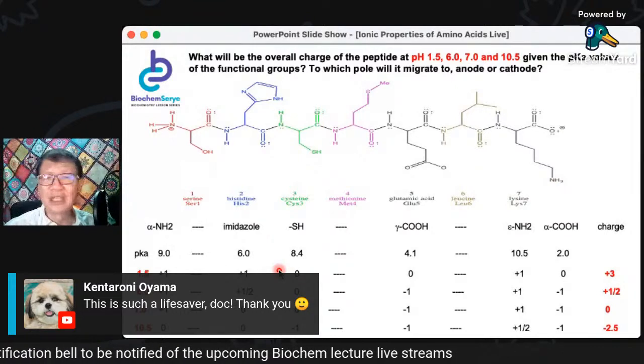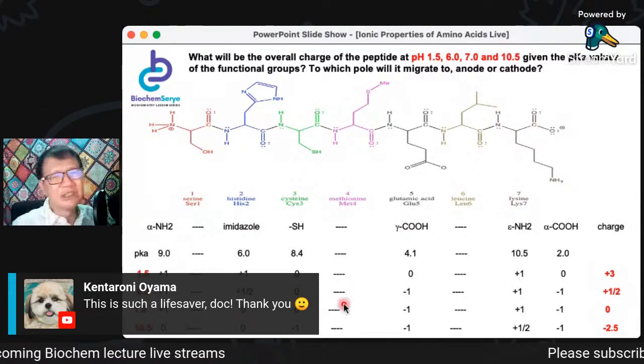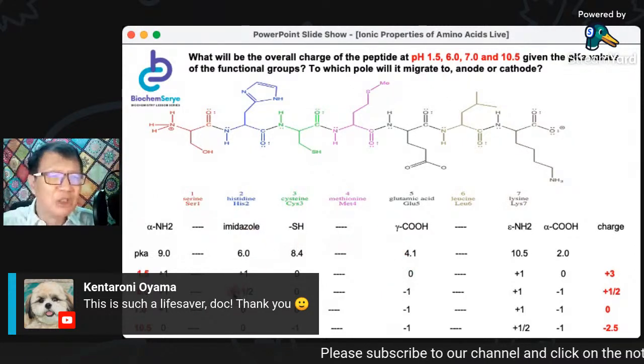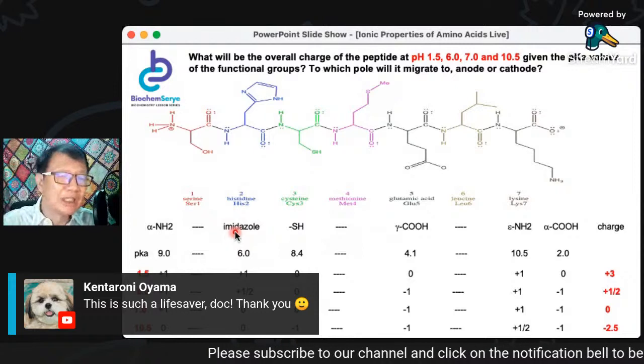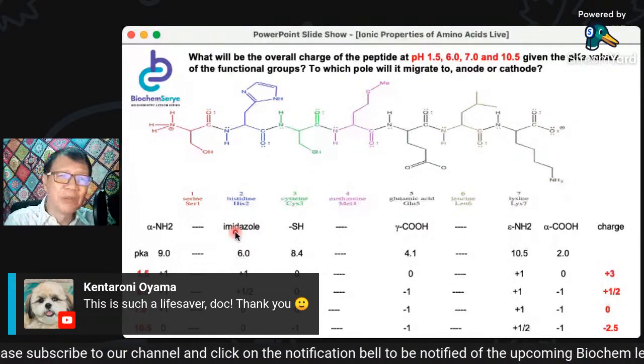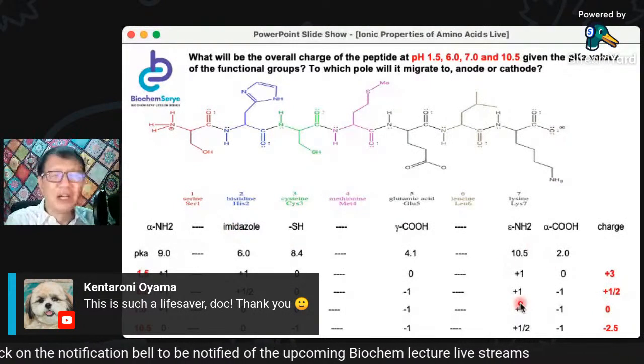Jacobs, did you get that? I should have put an example. In this case, look at this. You have plus one for imidazole because imidazole is a base, right? A base. It can only have an NH2 or NH3 positive. Epsilon amino, the same.